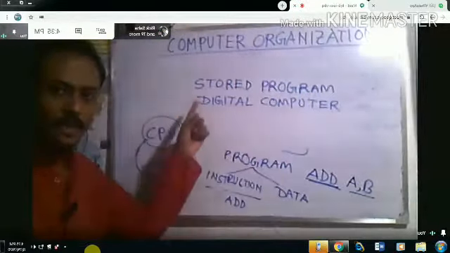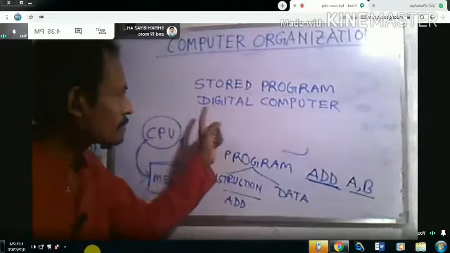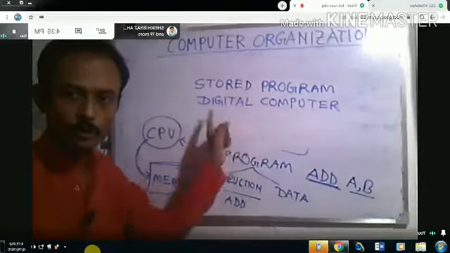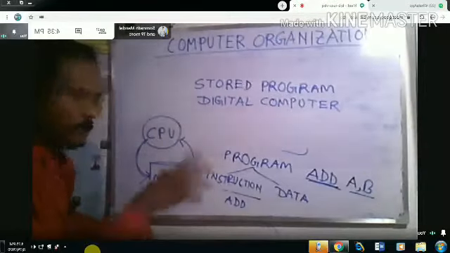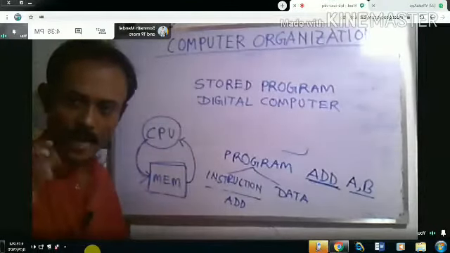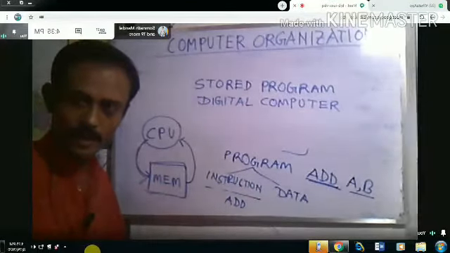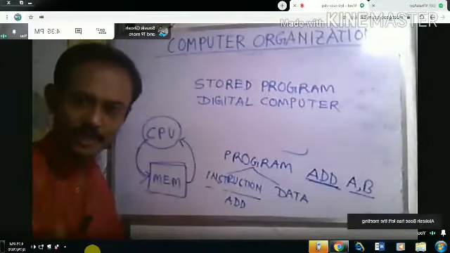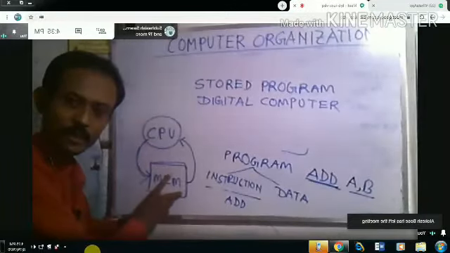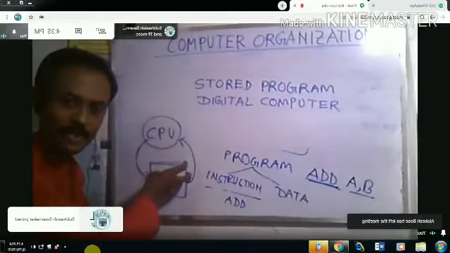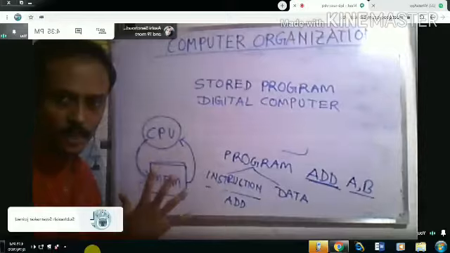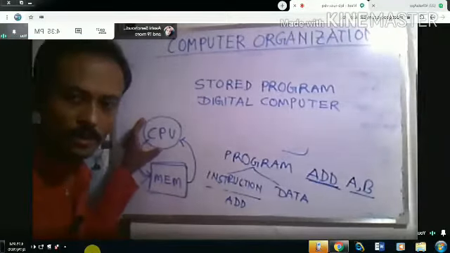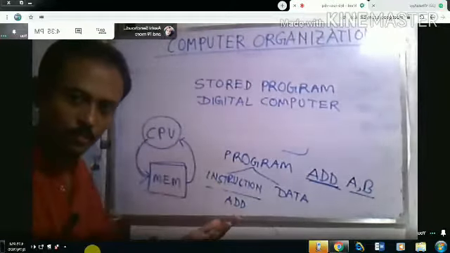Look, what did I write here? Stored program digital computer. Then, this is an architecture where your program, that means your instruction and data, will be stored in the memory, and the CPU will fetch that program from the memory for execution. So ultimately your program or instruction will be executed within the CPU.